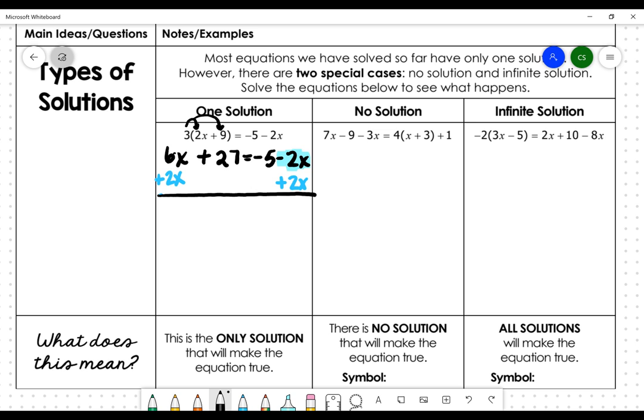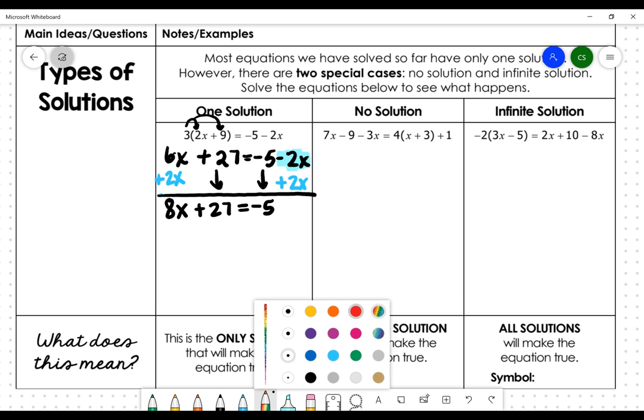Well, 6x plus 2x gives me 8x. Bring down my 27. Bring down my negative 5. And negative 2x plus 2x are opposites, so they cancel.